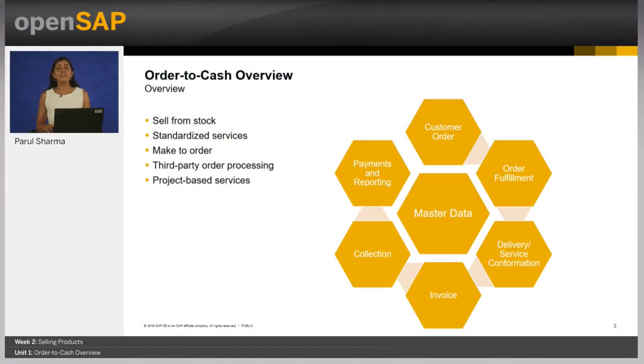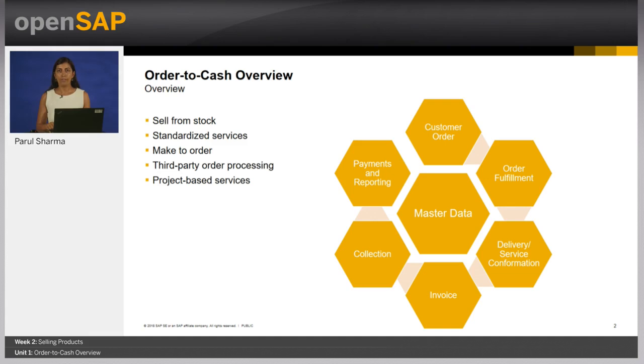So what is order to cash? Order to cash is used to refer to a set of business processes that involve receiving and fulfilling customer requests and their payments. This could be referring to either a material or a service. Typically, these business processes would start from a customer order. You can receive the customer order via an inquiry, a web shop, or a successful campaign.